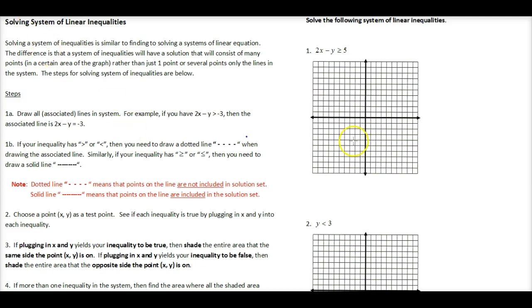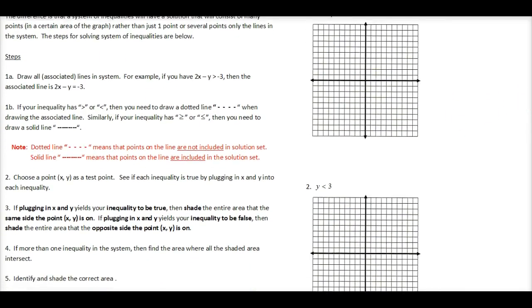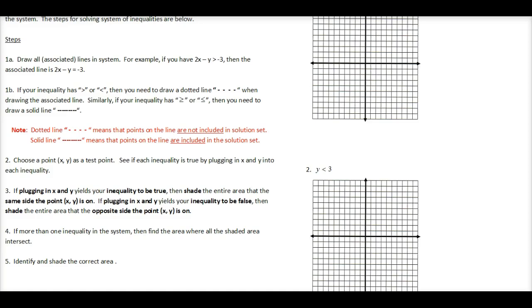Now if we move down to step 4, we'll see that if there's more than one inequality in the system, then after we've shaded all those areas, we want the area where those shaded areas intersect. And after that, we identify that shaded area as our solution.